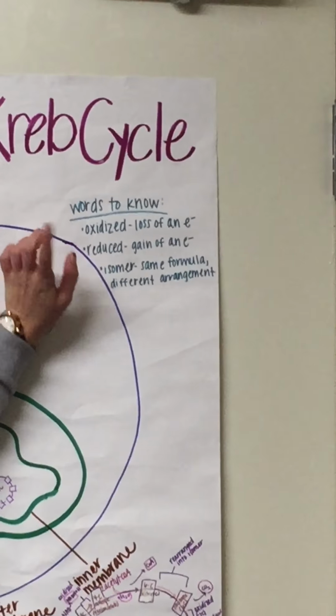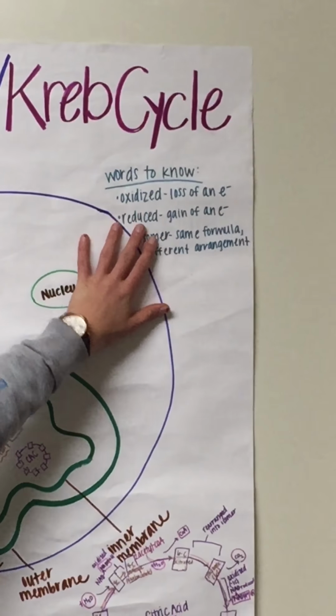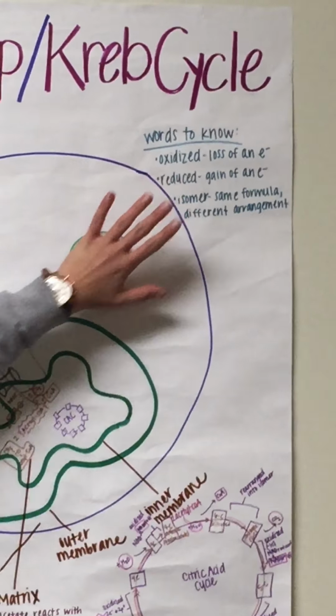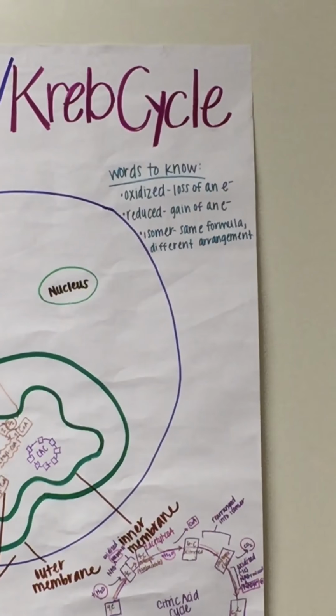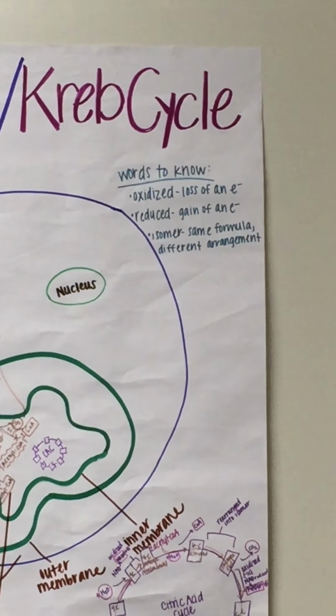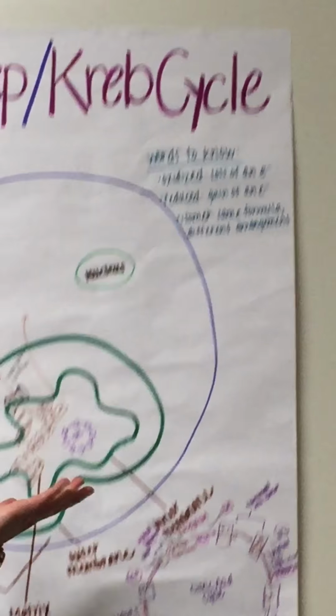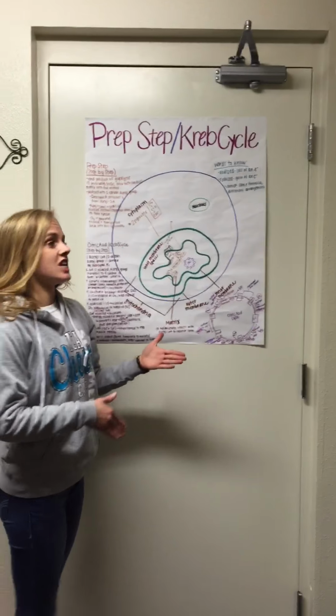Oxidation is the loss of an electron. The opposite of that is reduction, the gain of an electron. And then lastly, an isomer has the same formula, just a different arrangement. So they have the same number of each atom, just rearranged differently. You'll hear me talk about those later on in this presentation.